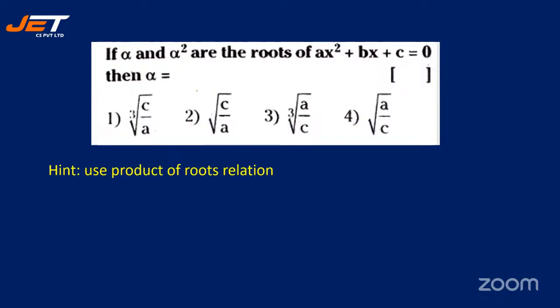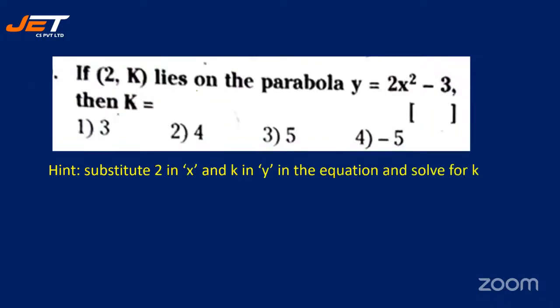See the next question. If alpha and alpha square are the roots of ax square plus bx plus c is equal to 0, then what is alpha? Okay, so you just have to use the sum or product of roots relation. So it is the cube root of c by a. All right. See the next question.